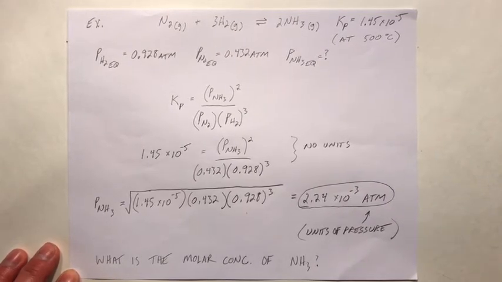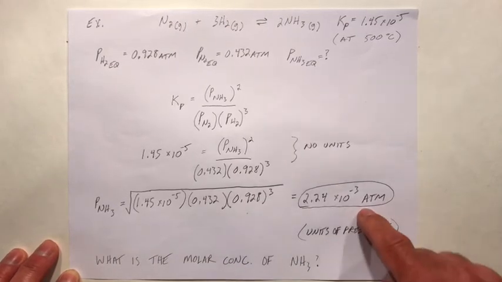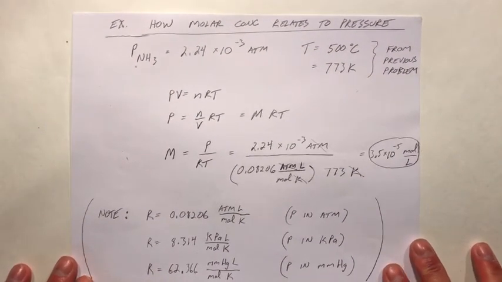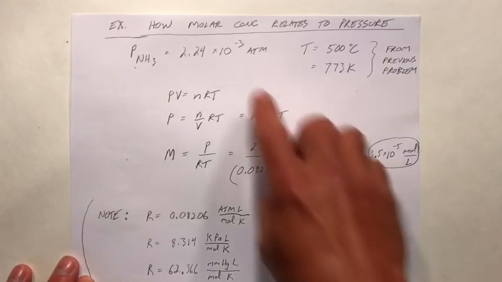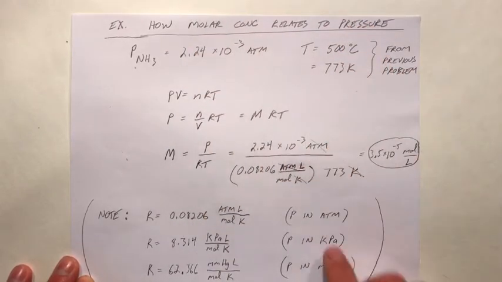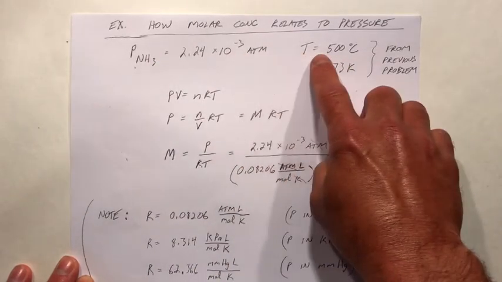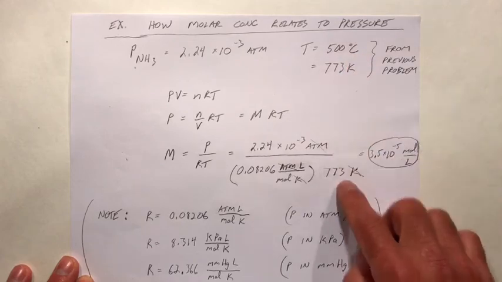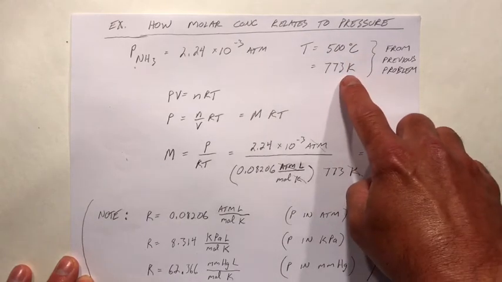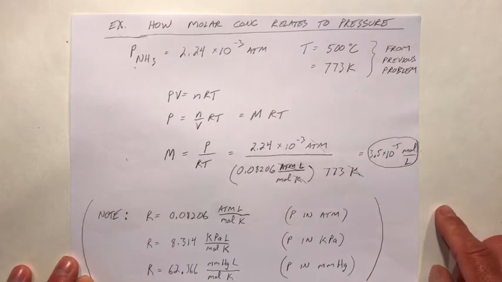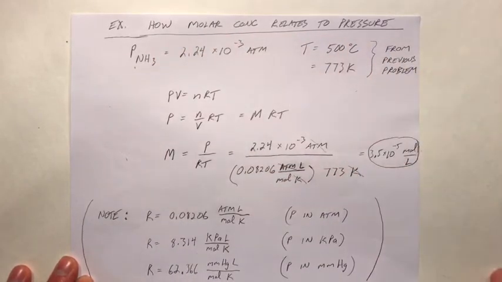Now, what if we did this calculation and it said, hey, what's the molar concentration of NH3? Well, now that we know the pressure, remember that we can convert between pressure and molar concentration. Let's just go through an example of how we do that. So, again, relating molar concentration to pressure, we know this pressure from the previous problem was at an equilibrium where the temperature is 500 degrees Celsius. Now we always need to use Kelvin for temperature, so let's convert that. Add 273 and we get 773 Kelvin. This is all from the previous problem.